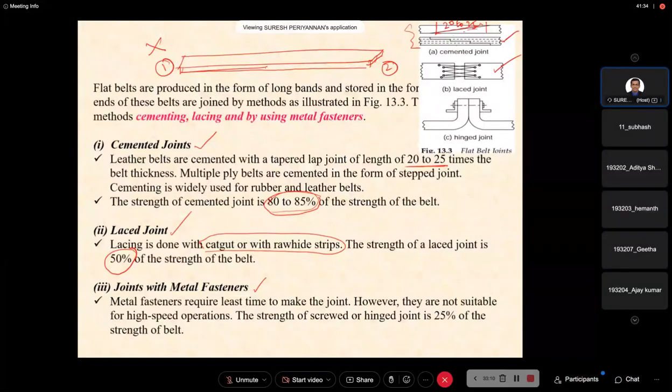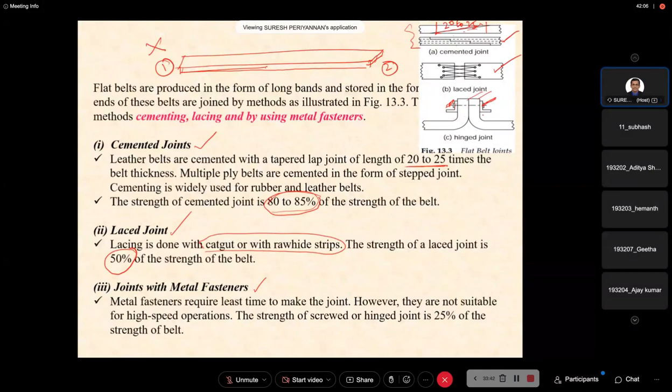Now the last one is simply folding and using a metal fastener and using keys. You might have seen it. Now the belt is like that. They're using some small pins. You might have seen people pumping water from a well. They're using an engine. The engine is connected to the pump through the belt. Then many people are using this kind of joint.